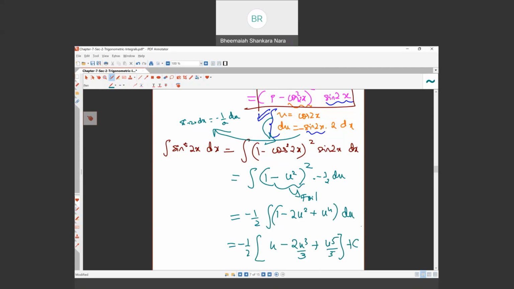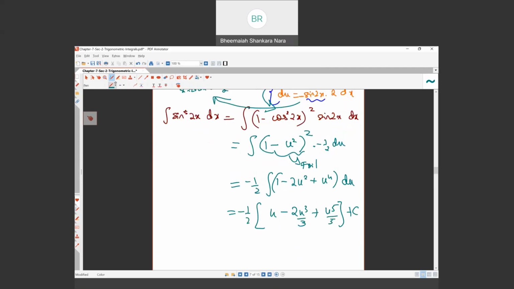Either you can plug in u, which was our assumption, cosine 2x, or in this step you can write where u equal to cosine 2x, what we assumed in the starting.